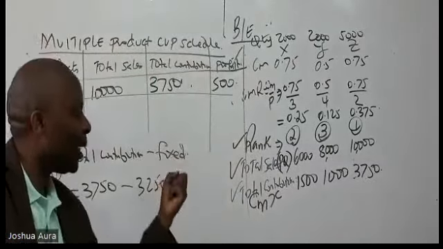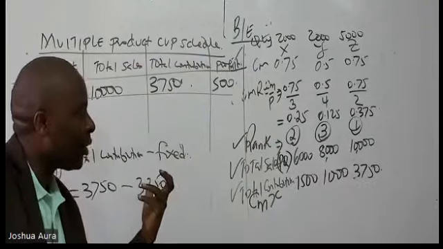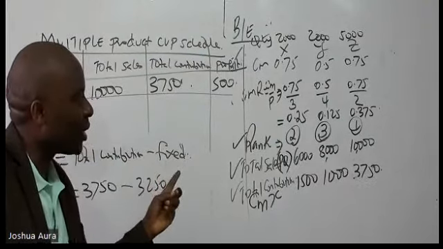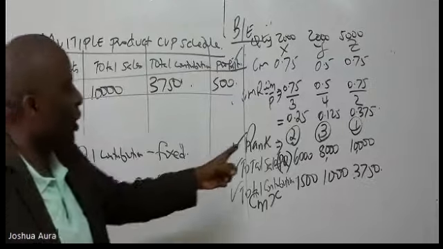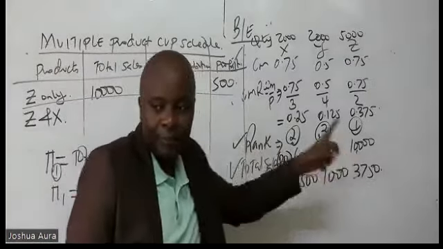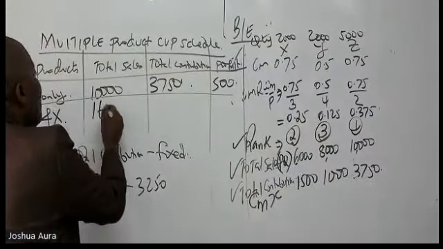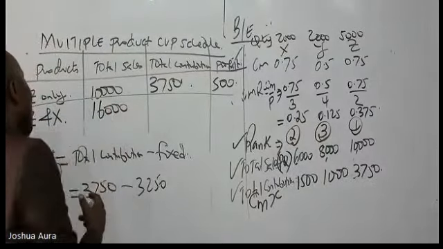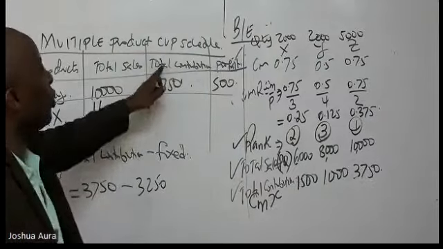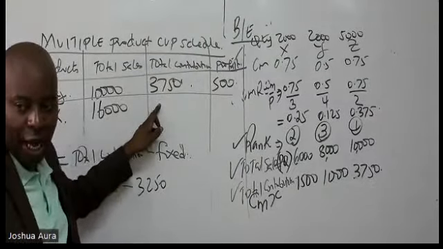It's only about adding them up. So remember, it is Z and X. Total sales will be 6,000 plus 10,000, so that gives me 16,000. Now, what if we talk of producing Z and X? How much contribution shall we realize from both products?